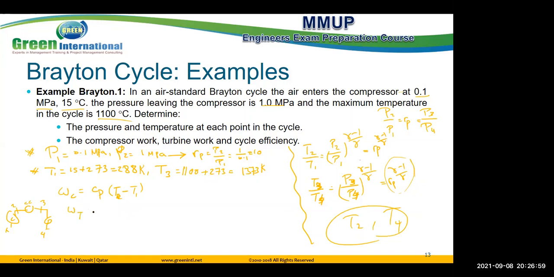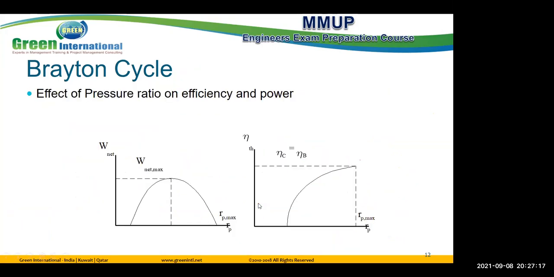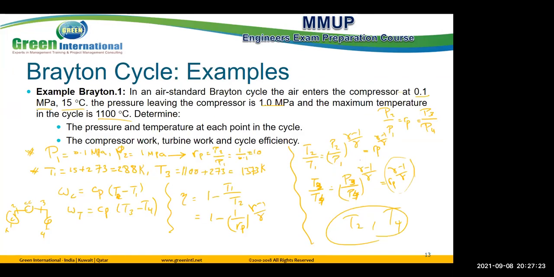Work of the turbine, for example, is Cp times T3 minus T4. If you ask only for efficiency, no problem. Efficiency equals 1 minus T1 over T2, or 1 minus 1 over RB to the power gamma minus 1 over gamma. Just let me check the equation. Yes, correct. Any question? If you have any question, tell me, please.